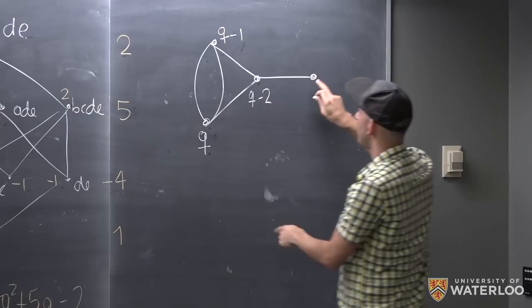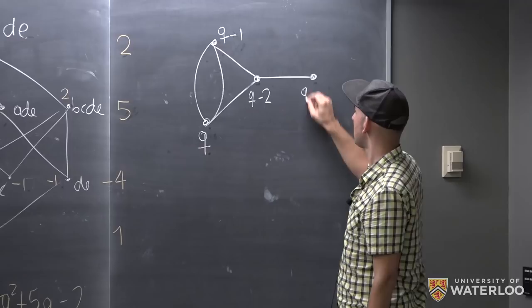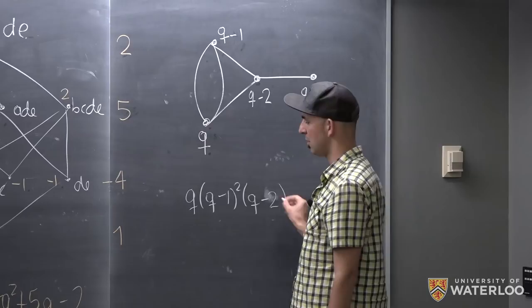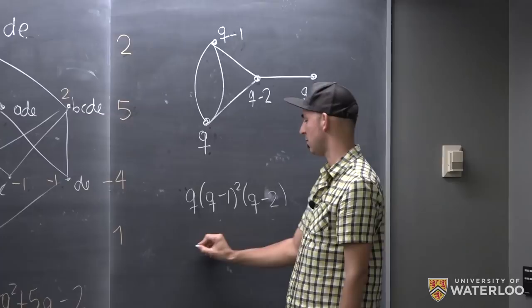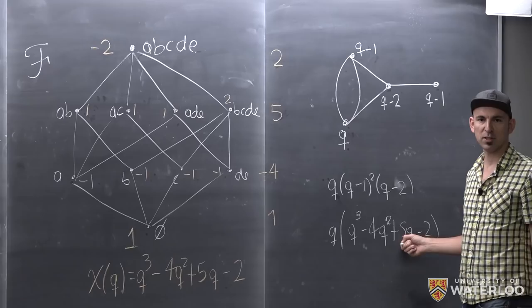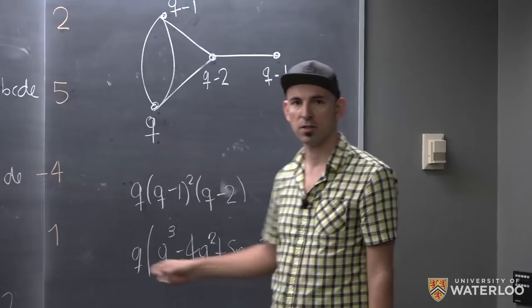And then here, I can use any color except for the one that I used here, q minus 1. So the number of colorings is q times (q minus 1) squared times (q minus 2). And I claim that if you forget about the q, then this is equal to that. So this is q times (q cubed minus 4q squared plus 5q minus 2). So if you like the chromatic polynomial, then you should like this one because it's more general. This is a direct generalization of the chromatic polynomial. So that's one reason to care about this.